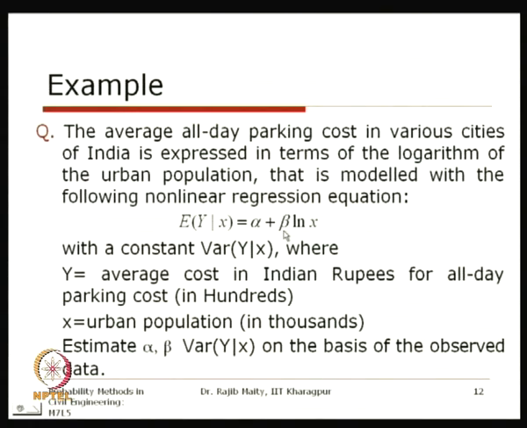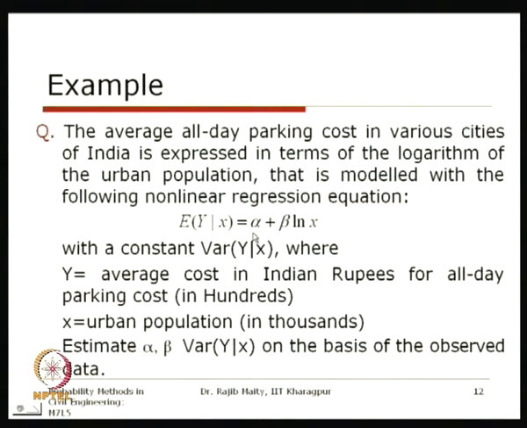As we have said, we have to first transform the values of the urban population through the natural log function, and then we will get a new set of observations in place of x, and then we can follow whatever we have seen in the linear regression equation.